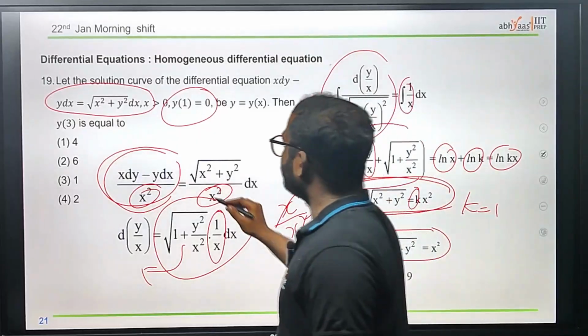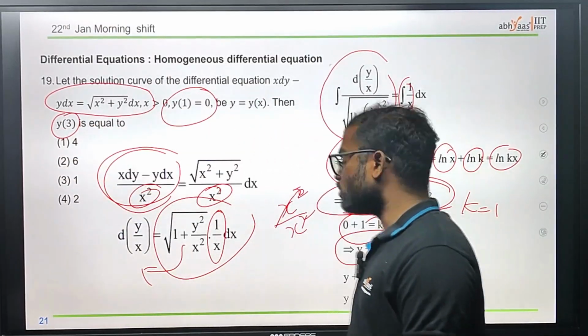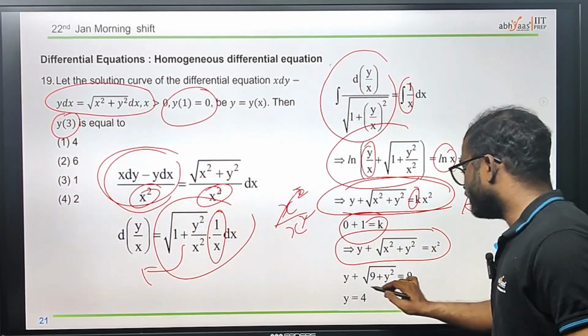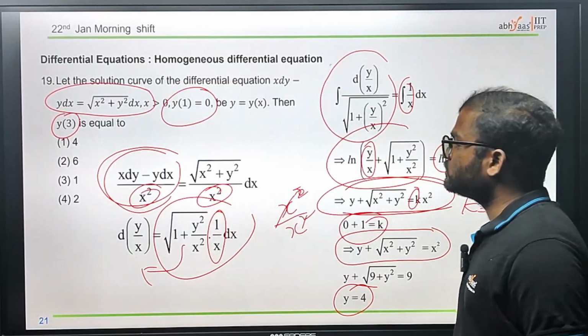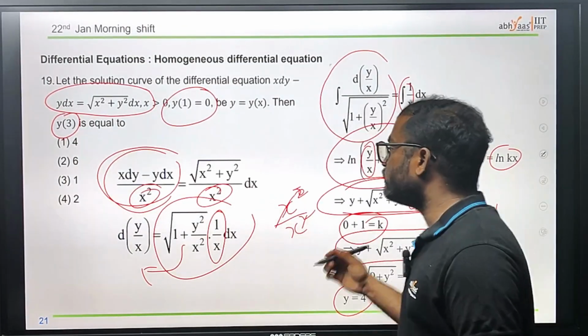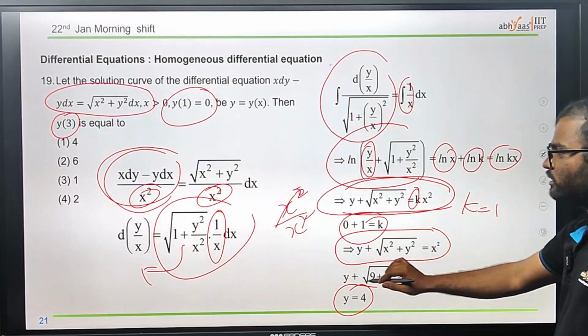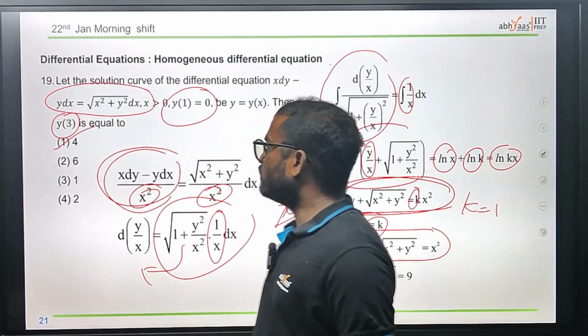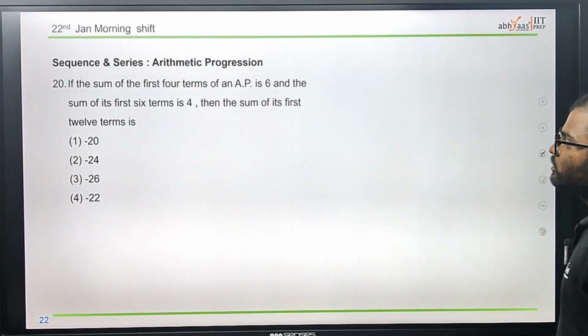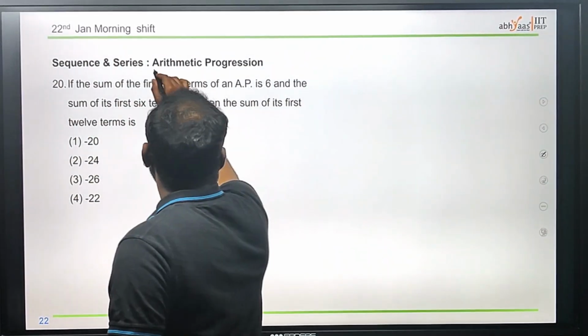Just we need to find y of 3. Substitute y of 3 in this one, and we will get y equal to 4. This was a simple question, but it was lengthy. Then we get y of 3 as 4. Therefore, option one is the correct answer. Now come to the next question, based on sequence and series, which is arithmetic progression.